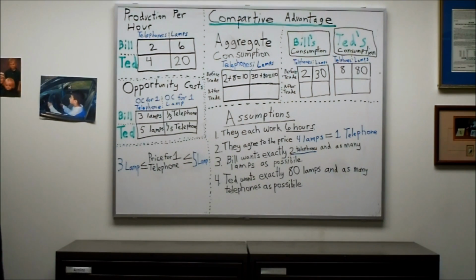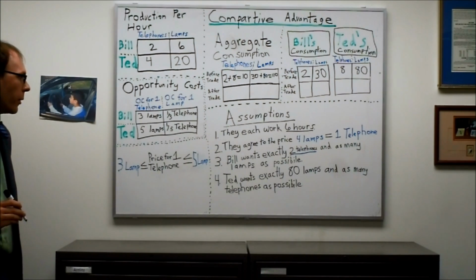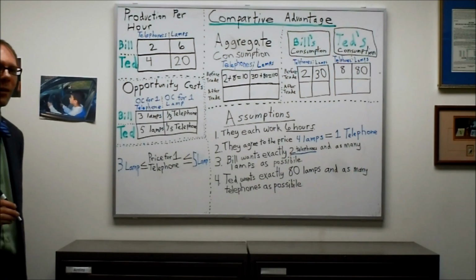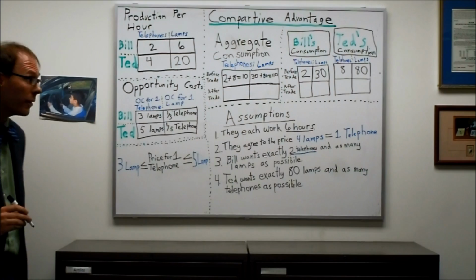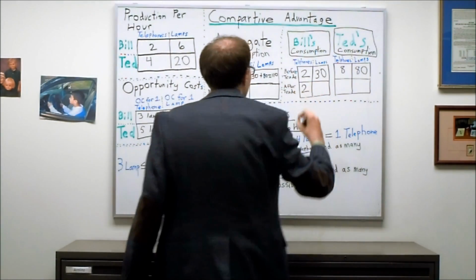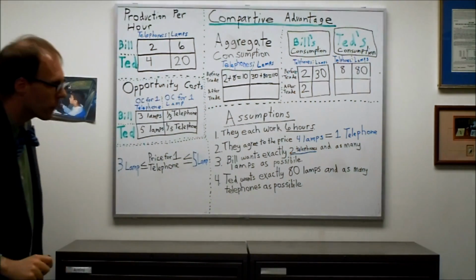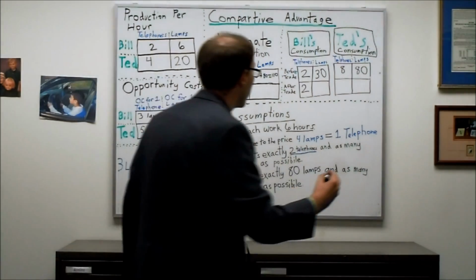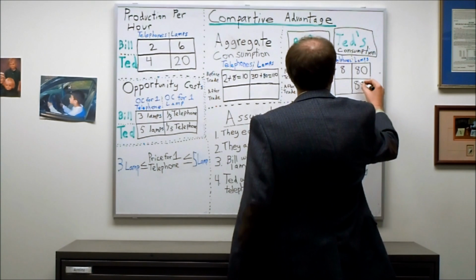What happens with trade? Well, Bill still wants exactly 2 telephones. And Bill has a comparative advantage in making telephones. So Bill still can make himself 2 telephones. And Ted still wants 80 lamps. And he has a comparative advantage in making lamps. So he can still make himself 80 lamps.